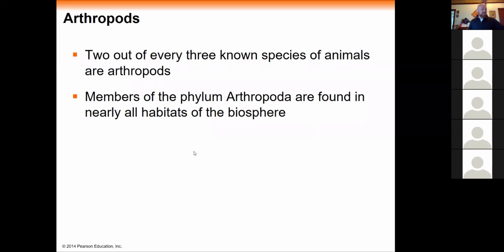So, arthropods. We are moving on. We ended last time with roundworms, who have a flexible cuticle. Arthropods also have a flexible cuticle, which puts them in the group ecdysozoans. And 2 out of every 3 known species of animals are arthropods. You find these guys everywhere. They're in the soil, in the air, flying, in the oceans, in freshwater. They are ubiquitous.